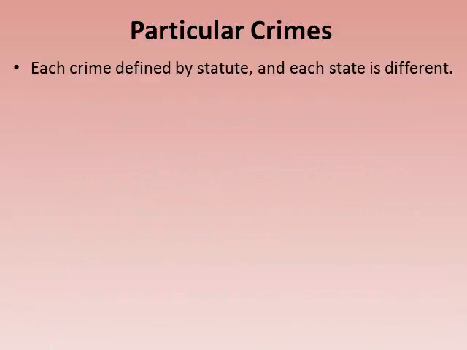Let's start looking now at individual crimes and see what their elements look like. Again, each crime is defined by statute and each state is different. What we typically look at when we're talking about crimes is the old common law definition that was developed over hundreds of years. But when each state passes its criminal code, it will define things a little bit differently.